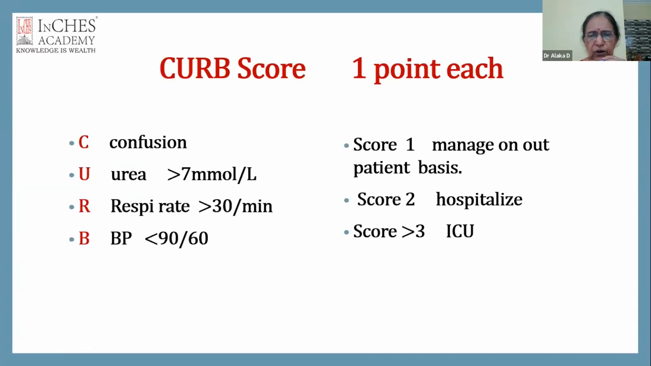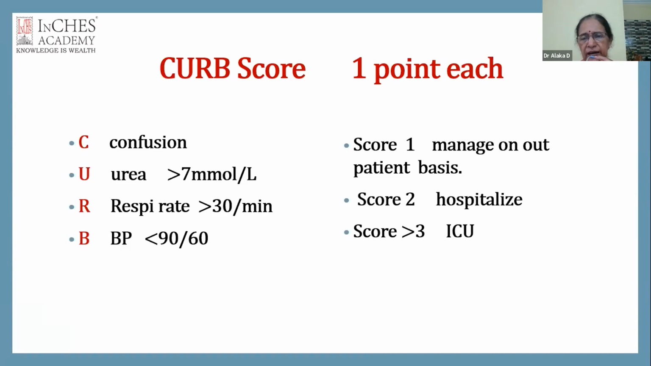Now, there is something called the Curb score. And this Curb score is like this. If the patient has confusion, for each one you give 1 point. For confusion, if urea is more than 70 millimoles, if respiratory rate is more than 30, that means there is a tachypnea, and if the blood pressure is low, less than 90/60. So 1 point for each one.